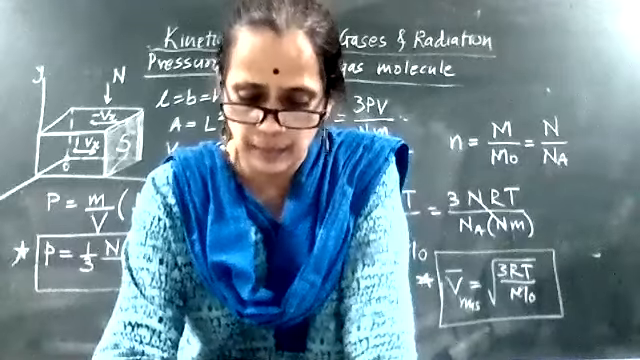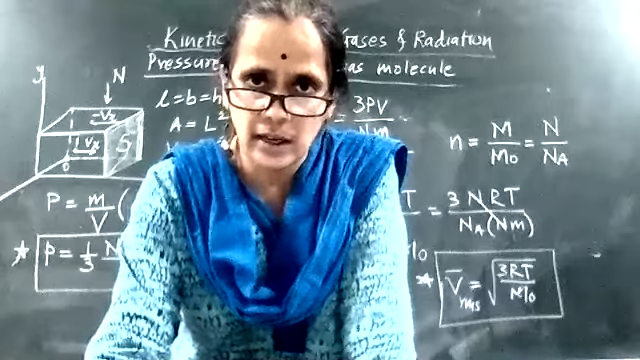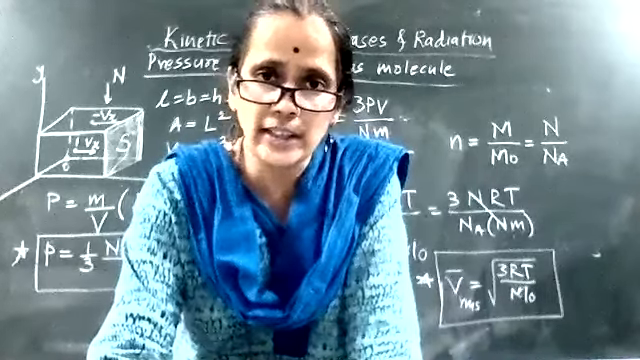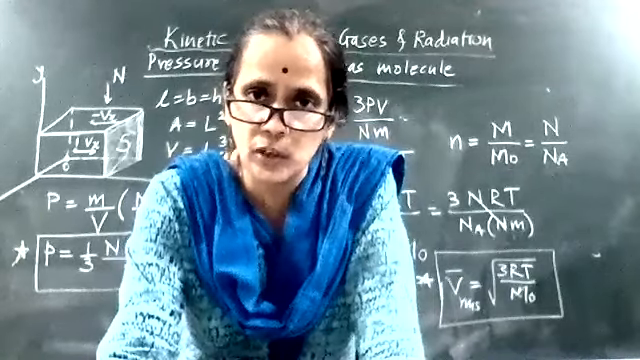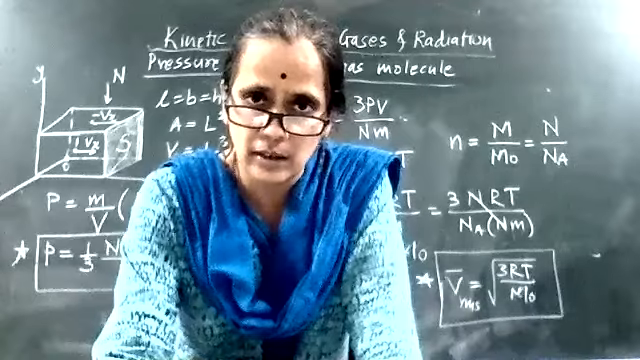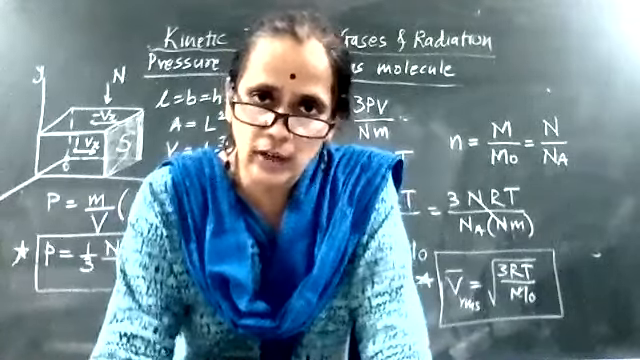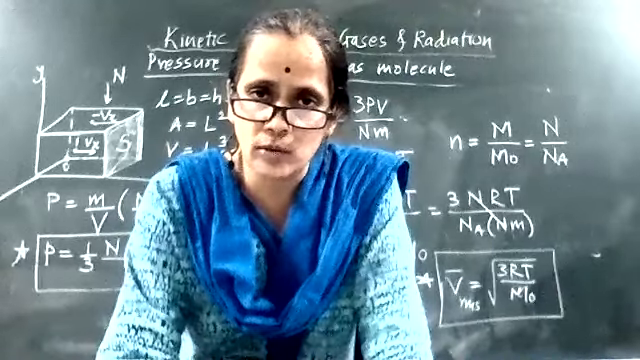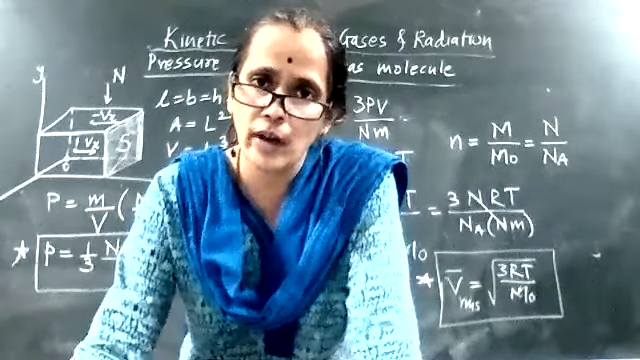What is the description? Consider a gas enclosed inside a cubical container of length L. Therefore, the surface area of the cube is L square. The volume of the cube is L cube, which encloses n number of molecules. Therefore, the volume of the gas is also L cube.